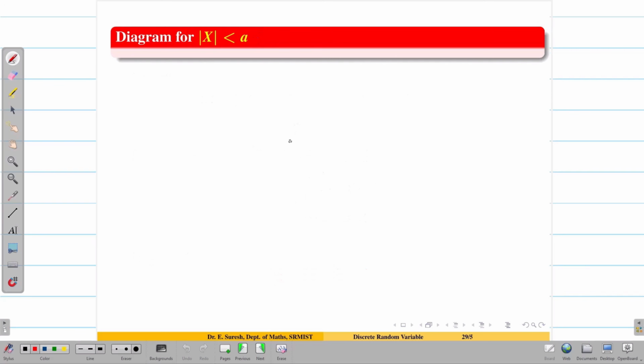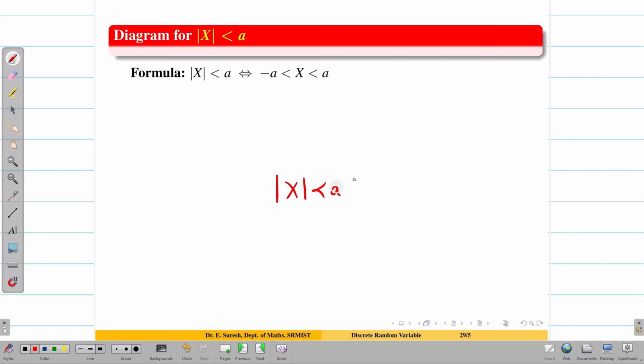Now, in the problem, they are asking things like mod x less than a, mod x less than 2, mod x less than 3, etc. How to deal with this? Before going to the problem, we have to understand the meaning of mod x less than a. Mod x less than a means x lies between minus a and plus a, and we should not include minus a and plus a.